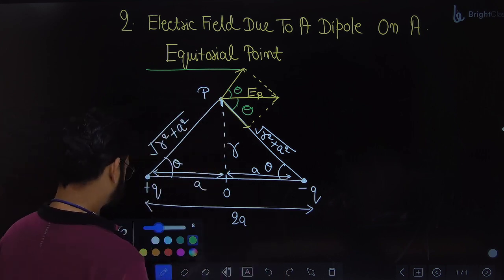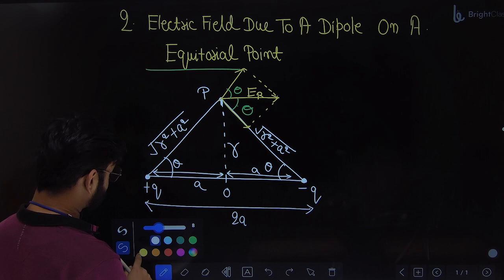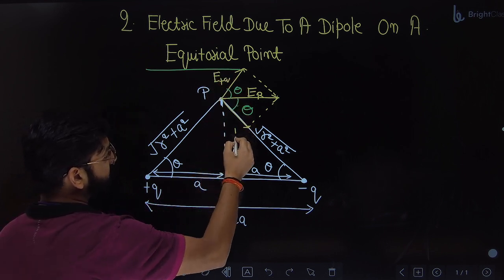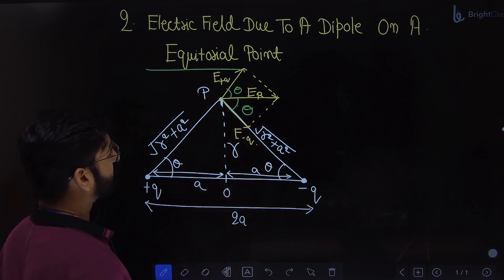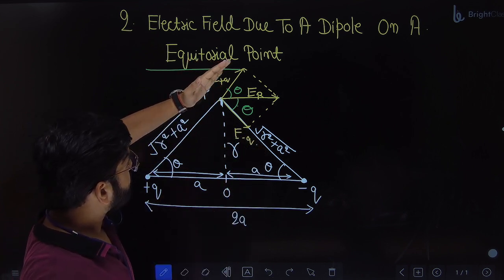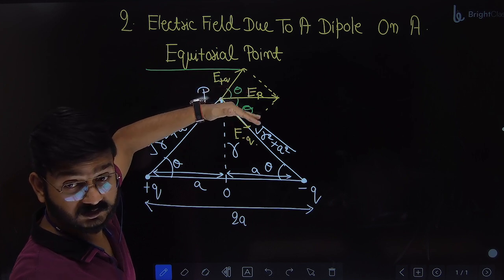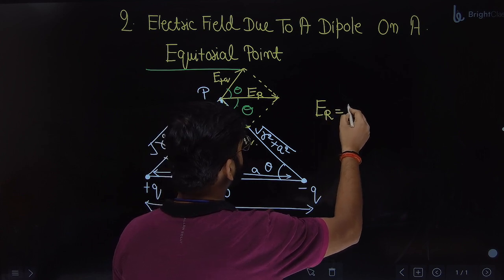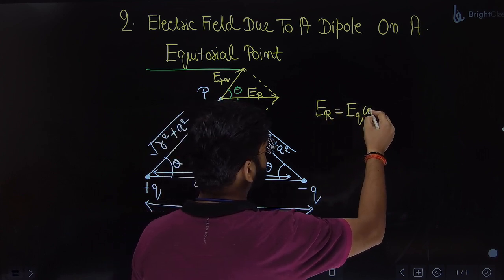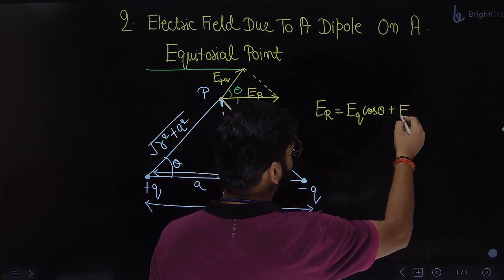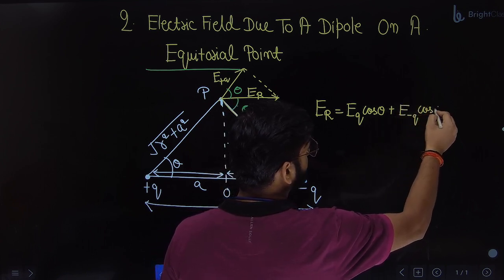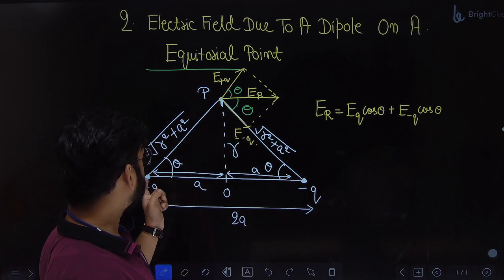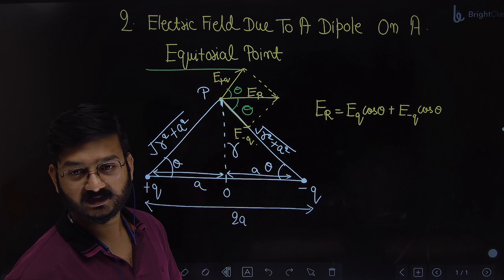Just see on the board. One minute, I will explain everything. Then you can copy comfortably. First understand. So this is the electric field due to plus Q. This is the electric field due to minus Q. If you take the component, this will be cos component. This will be also cos. So ER will be equal to how much? EQ cos theta plus E of minus Q cos theta.